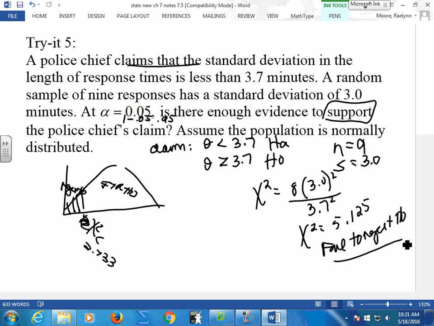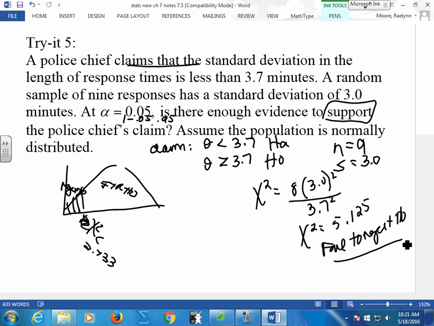Your claim is your HA. You failed to reject your H0. There is not enough evidence at a level of significance of 0.05 to support the police chief's claim that the standard deviation in the lengths of response times is less than 3.7 minutes. Good? That's what I want to hear.